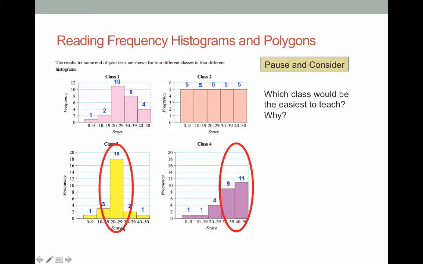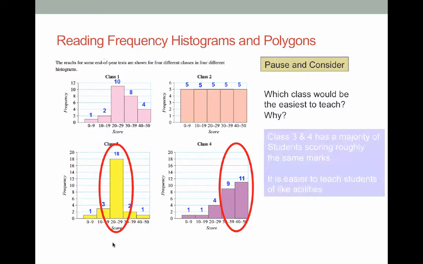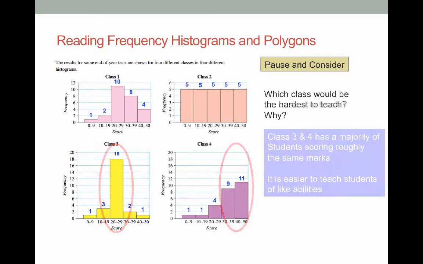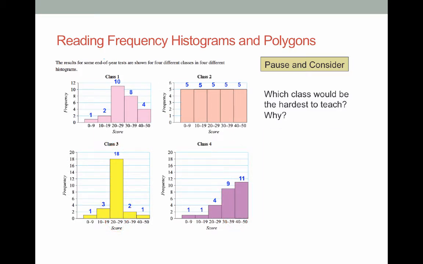If we look at class 3, we have a similar case. We have a large proportion of students who are here in the middle, whereas there's only a few at the top and a few down the bottom. This would also be a reasonably easy class to teach when you only consider the data. Okay, the idea is that it's easier to teach students of like abilities. So which class do you think would be the hardest to teach and why? Pause and consider your answer.